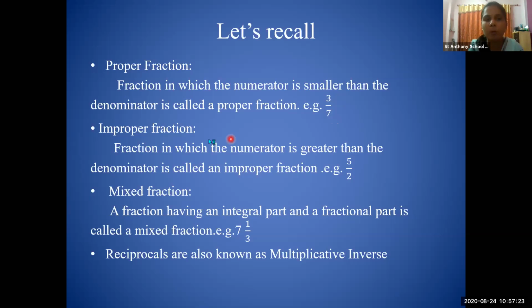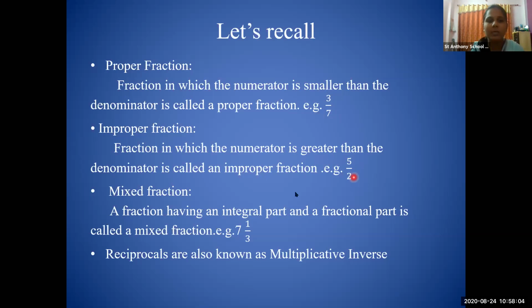Now what is meant by improper fraction? A fraction in which the numerator is greater than the denominator is known as improper fraction. In the previous case, the numerator is smaller, meaning the upper part is smaller than the lower part: 3 is smaller than 7. Here the numerator is bigger and the denominator is smaller. So a fraction in which the numerator is greater than the denominator is called an improper fraction.